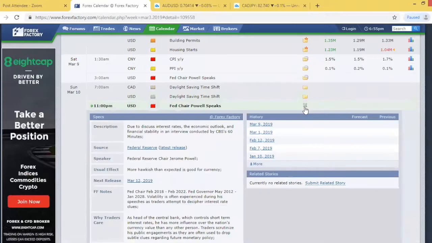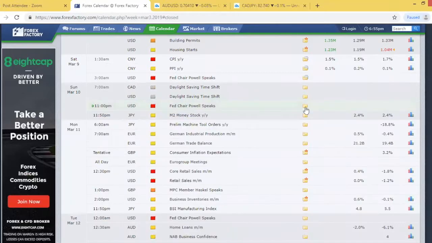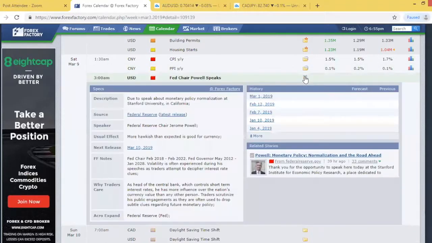So both days over the weekend, we've had Chairman of the Federal Reserve, Jerome Powell, addressing the markets. So we might see on the market open a little bit of volatility, just from these speeches over the weekend. I wouldn't expect too much of a gap with the US dollar.